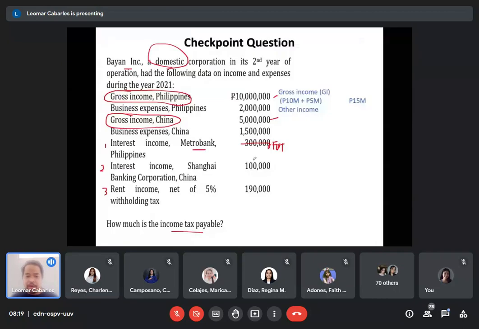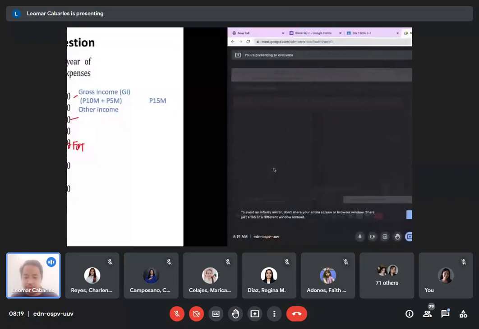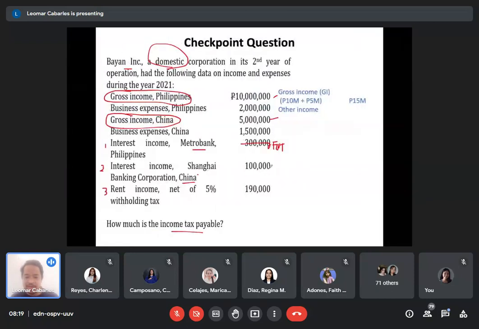So, pero itong galing sa China, from outside of the Philippines. Okay, so isasama mo pa rin to kahit na passive yan. Kasi hindi naman to final withholding tax. Kasi, di ba, wala namang jurisdiction dito ang BIR. No? Then rent income is another other income. Another other income. No? Pero, net na ito ng 5%.